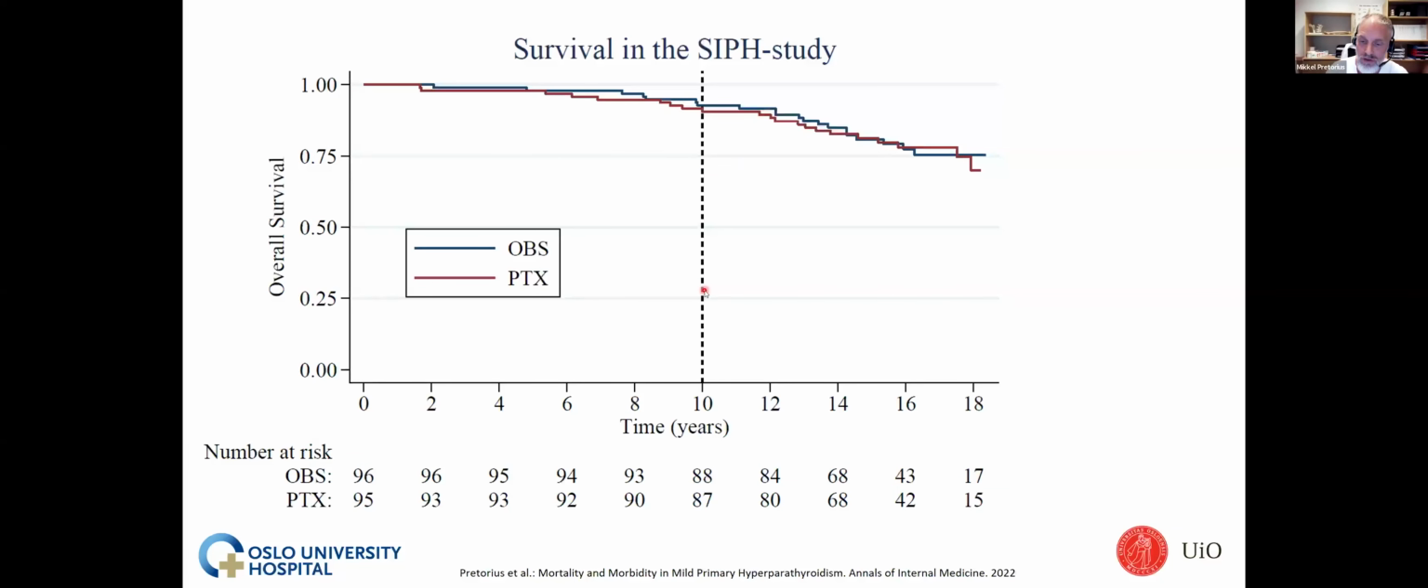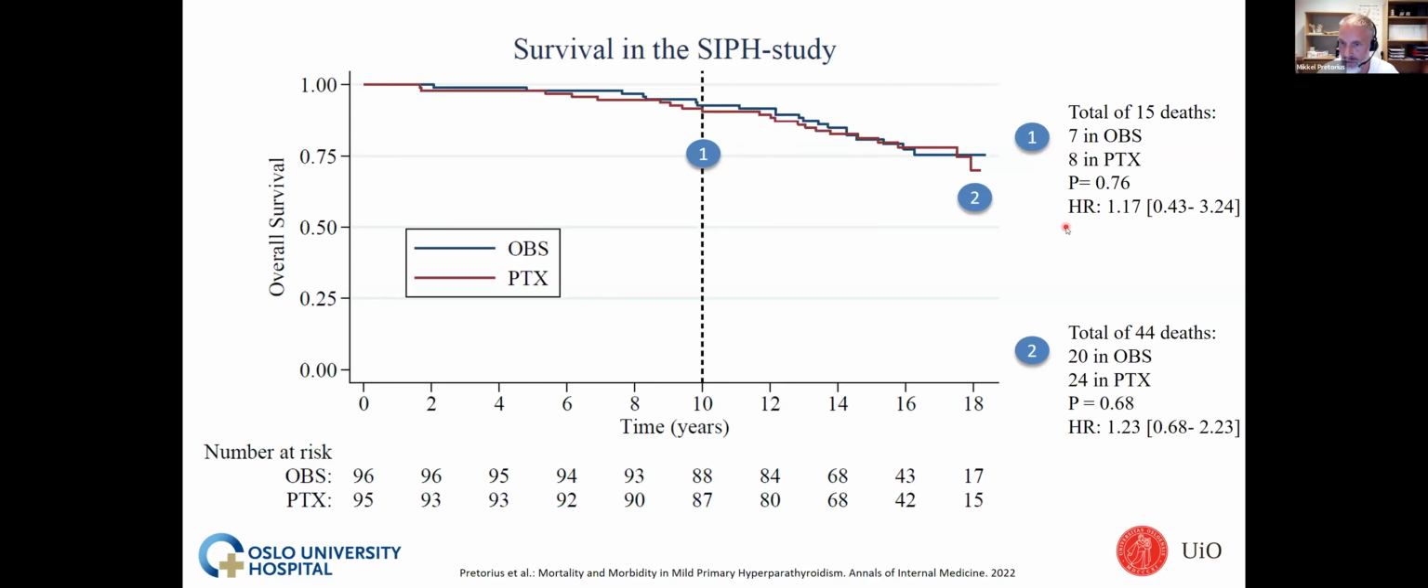This is the main result of the SIP study, and as you can see by the Kaplan-Meier plot, mild disease does not actually seem to affect mortality. There were 7 and 8 deaths in each group after 10 years, and after an even longer observation period of up to 20 years, there were 44 deaths, 20 and 24, with no difference in the two groups.